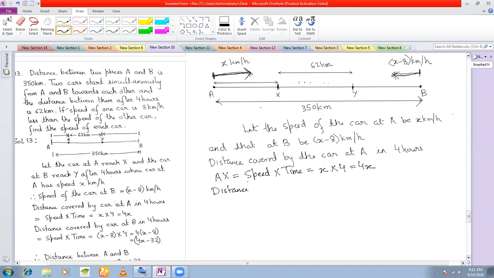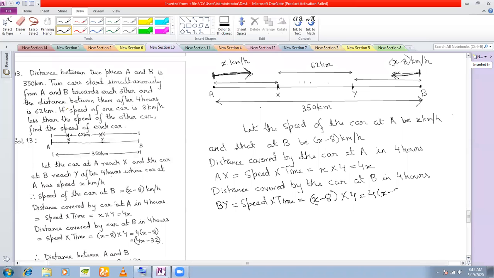Next, distance covered by the car at B in 4 hours is what? This distance. This time we are talking about this distance. Okay, BY is equal to speed into time. And the speed of this car is x minus 8. The time is 4 hours. Same. 4 times x minus 8.